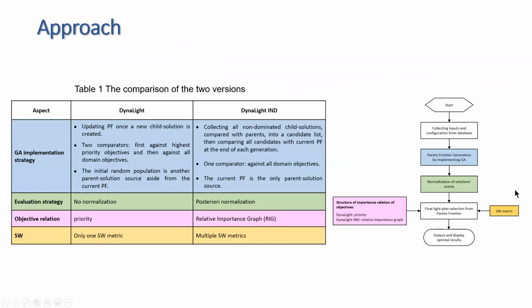And this figure is the flow chart of the optimization process in different steps. The two versions have different implementation strategies. And this table is a summary of the comparison of the differences of the two versions. And the color corresponds to different steps.